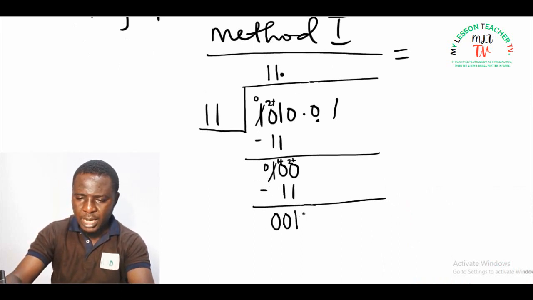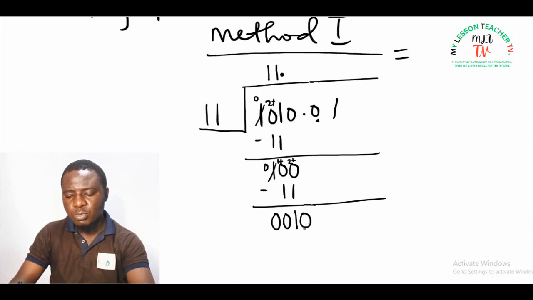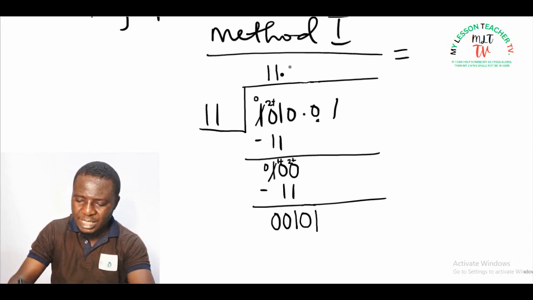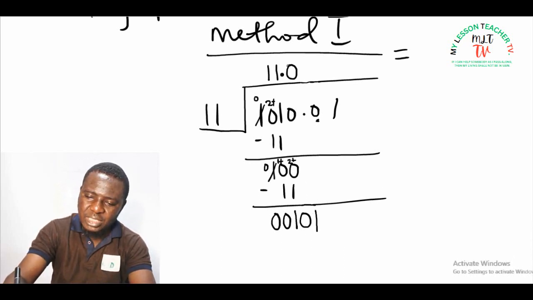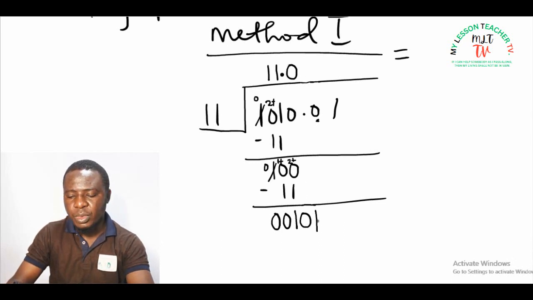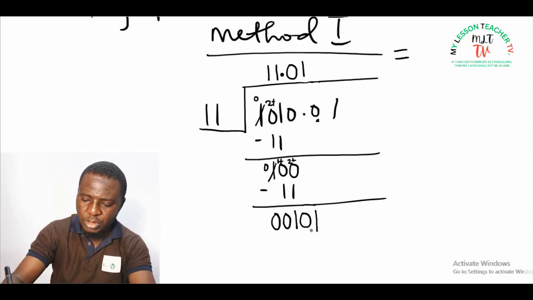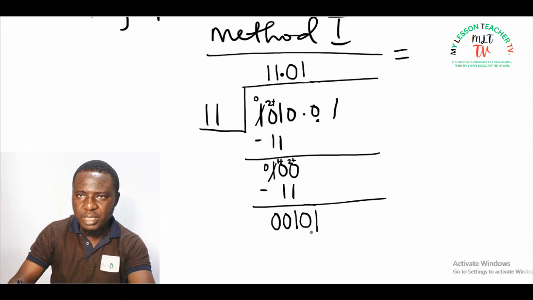Put a point and bring down the next digit, which is 0. This becomes 10. Can 11 base 2 go into 10 base 2? No, because this is 4 and this is 3. So we bring down the next digit and add a 0 up here. So 101 divided by 11 base 2 is said to be 1 because this is 5. 5 divided by 3 is 1. 1 times 11 is said to be 11.